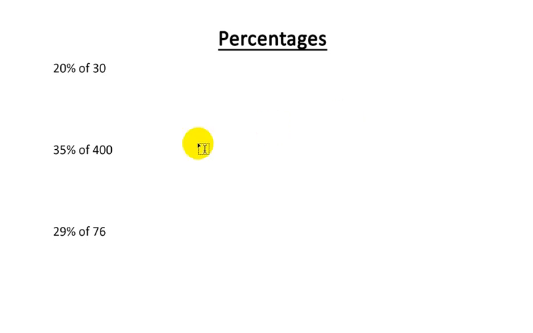So in the first problem, I want to find 20% of 30. Then we want to find 35% of 400. And then we want to find 29% of 76. Let's talk about each of these. In the first case, we have 20% of 30.